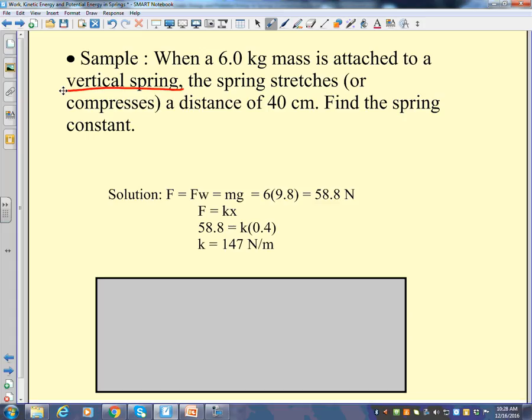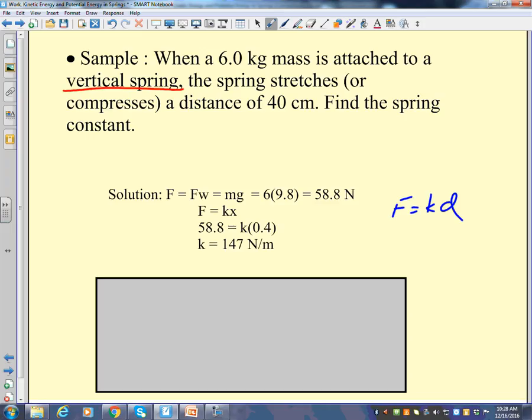Find the spring constant. So the force is 58. F equals kx. I don't know why they use x. I guess x is the distance. It could be kd, I guess, but maybe that would cause too many. Maybe I should just call it kd.